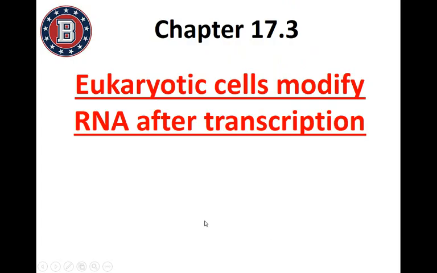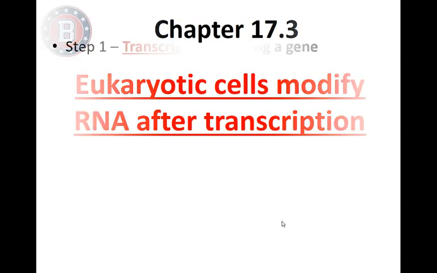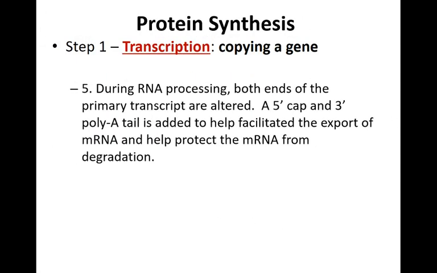As we move into 17.3, we talk about how it's not just transcription happening, but eukaryotic cells will modify RNA after that transcription happens. So let's see how that looks. So after we transcribe that double DNA strand to a single mRNA strand, it's going to enter this process called RNA processing. Both ends of the primary transcript are altered. We're going to add on a 5' cap and a 3' poly A tail. So you got a cap and a tail to the mRNA strand.